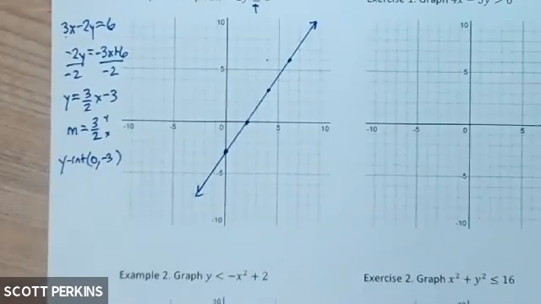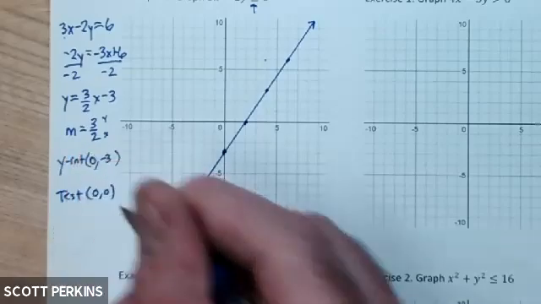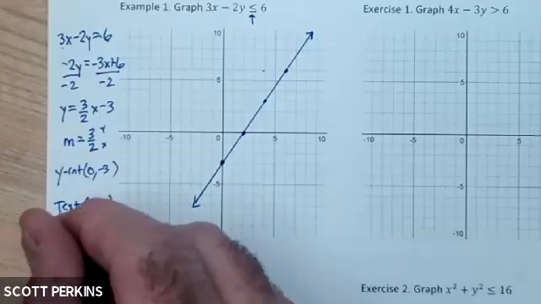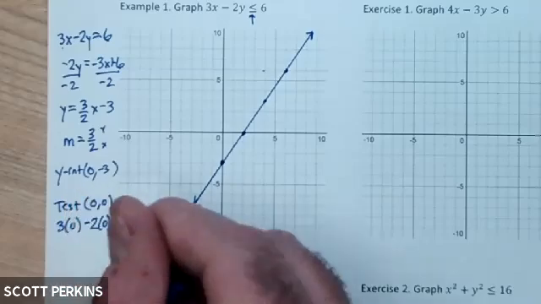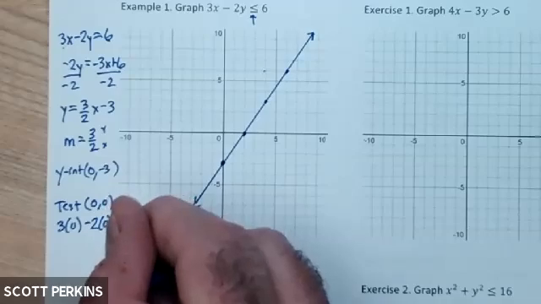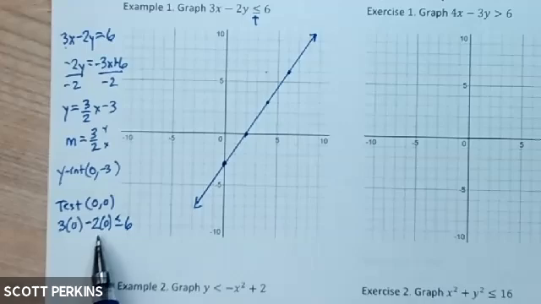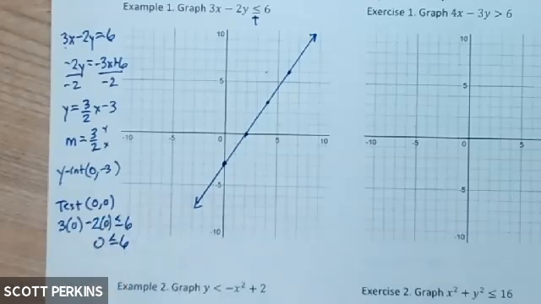So I'm going to come down here where I have a little space. I'm going to test the point 0, 0 in my inequality. The inequality is 3 times x, so 3 times 0, minus 2 times y, so 2 times 0. And I want to know, is that less than or equal to 6? Well, here's the value I'm picking: 0, 3 times 0, 0, 2 times 0, 0. So I have 0 on the left. I have 6 on the right. Is this a true statement? Is 0 less than or equal to 6?